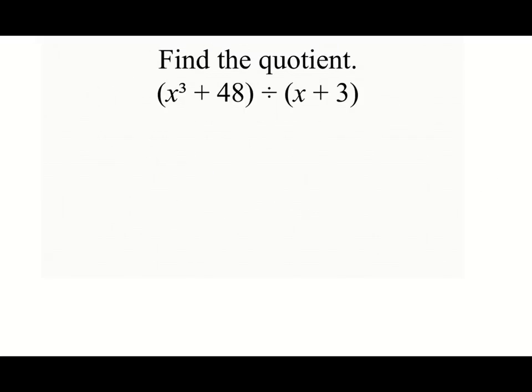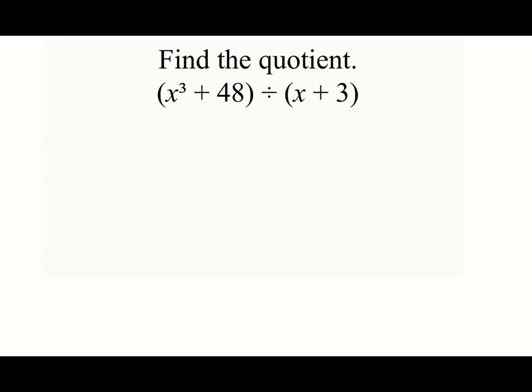For our next example, we want to find the quotient of x cubed plus 48 divided by x plus 3. This example is really important because, as we can see, we have x cubed plus 48. So we're missing x squared, we're missing x. And since we're missing those terms, we need to make sure to still incorporate them. However, since they're not actually there, we need to have 0x squared and 0x, because they still need to be accounted for. They're represented by a 0.